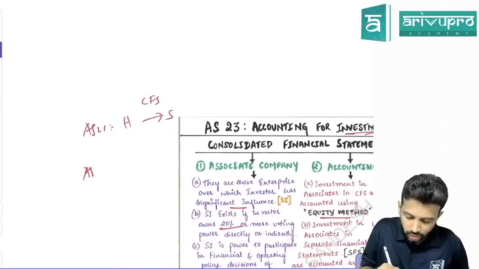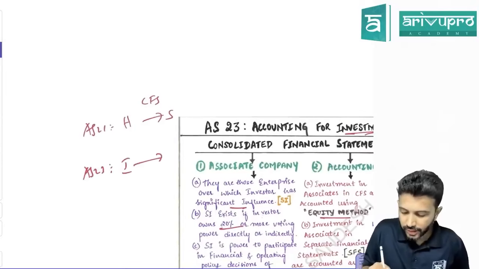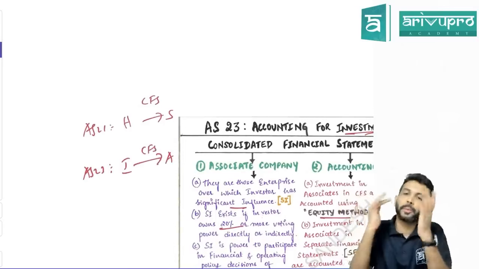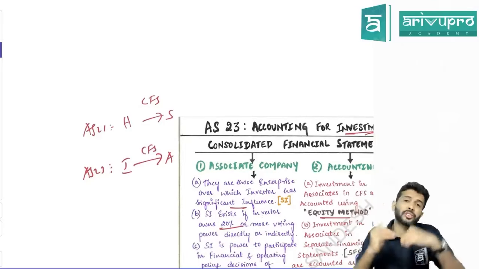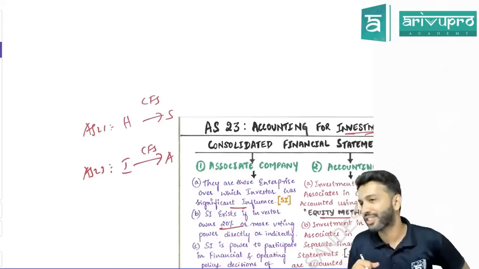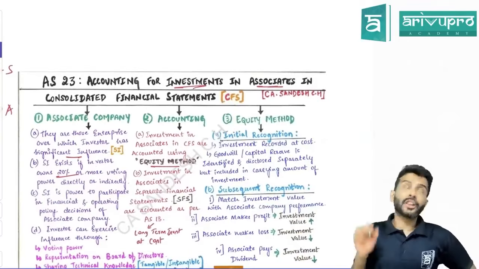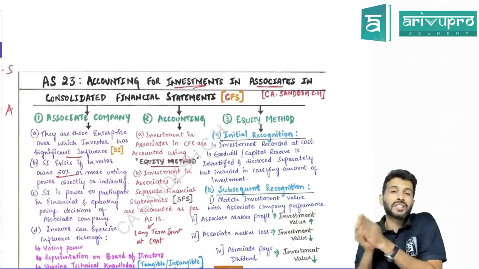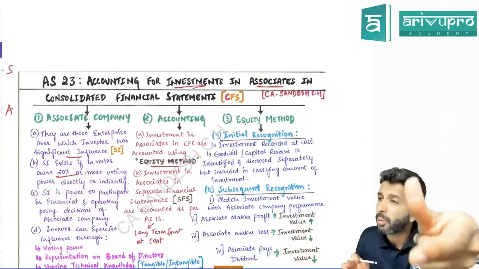This talks about the consolidated financial statement of the investor and associate. How to prepare it? Here also we need to prepare a consolidated financial statement, but this is between the investor and the associate company. When does a company become an associate? For it to become a subsidiary company, you should have control.